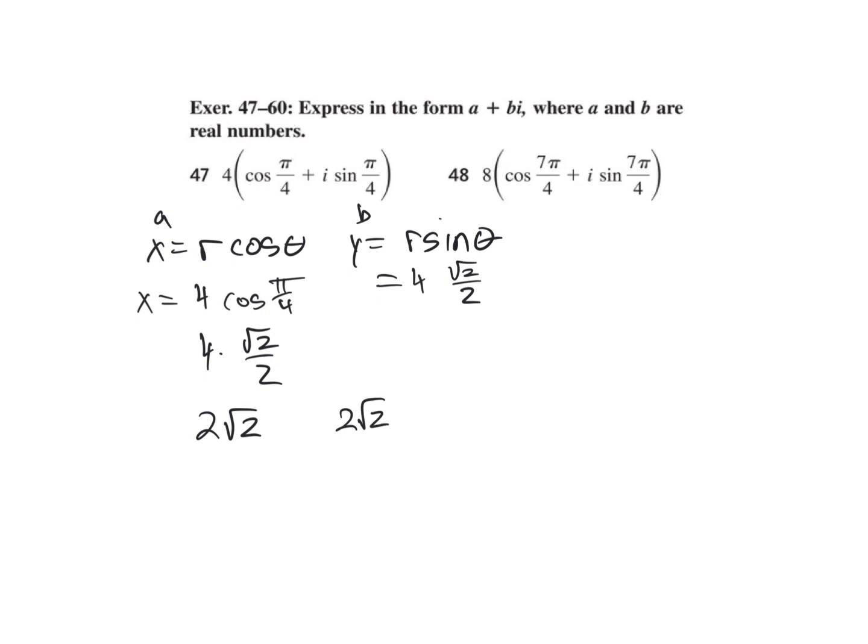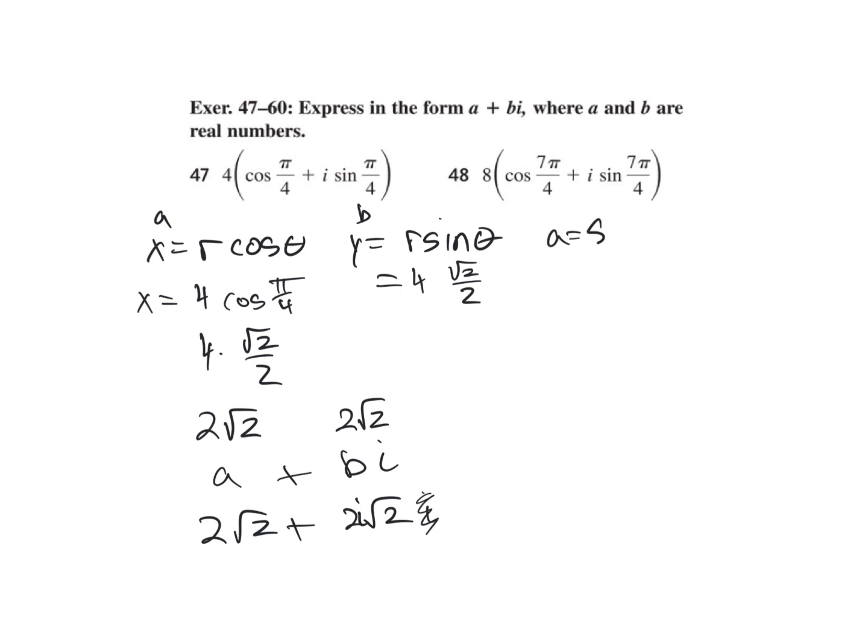So what do we have? A plus bi. Okay, so it's 2 square root of 2 plus 2 square root of 2i. But we like to put the i in between the numbers and the radicals. Okay, it's not wrong if you put it in the back here. Okay, but that's where we normally put it. All right, same thing on the next one.